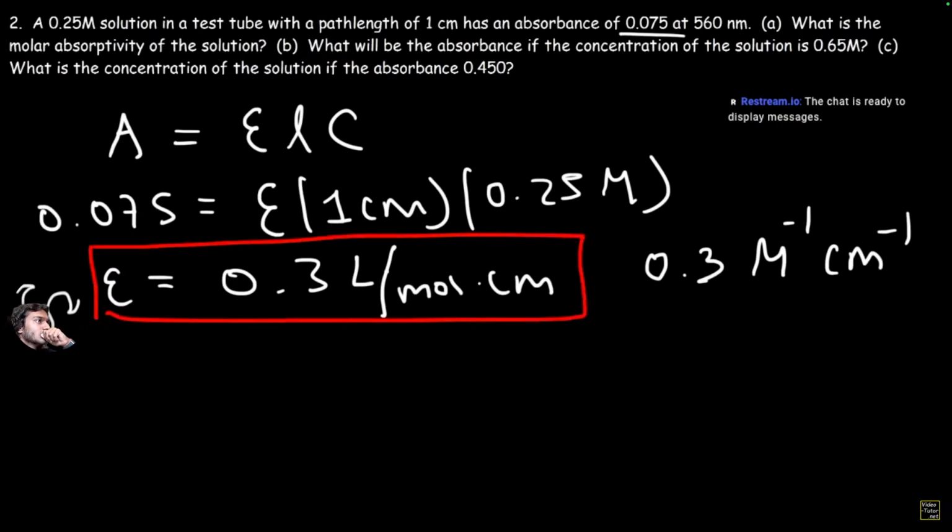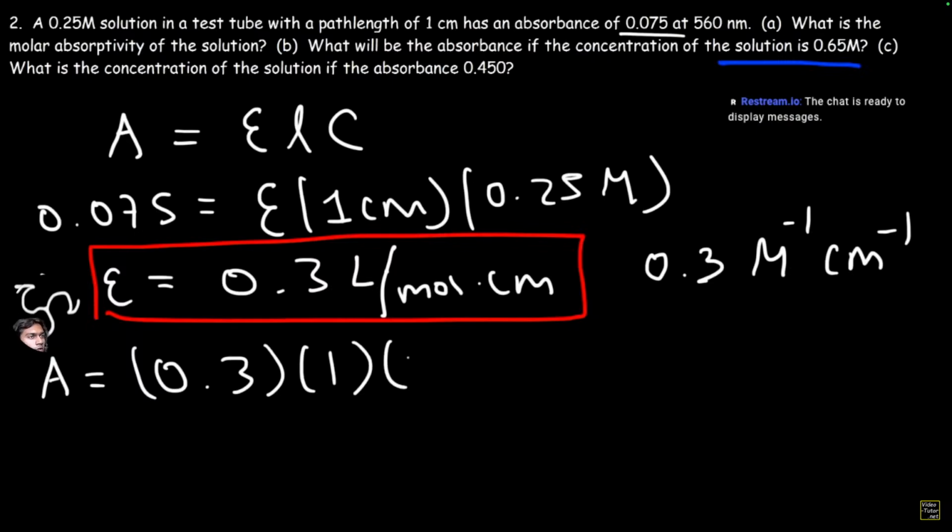Part B. What will be the absorbance if the concentration of the solution is 0.65 moles per liter? Now that we have the molar absorptivity, we can calculate the absorbance. The molar absorptivity is 0.3. The path length is still 1 centimeter. And the concentration is now 0.65 moles per liter. If you want to see how the units work out, let me write it out. The molar absorptivity has the units liters per mole per centimeter.